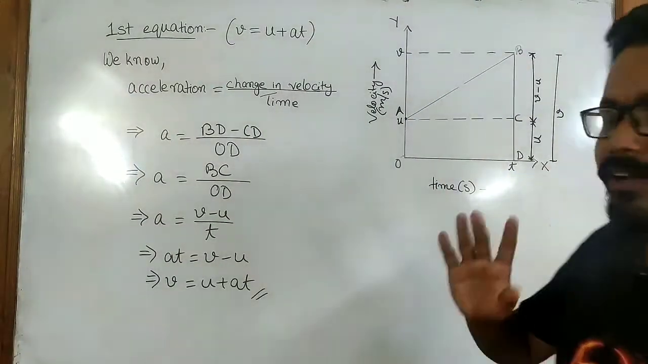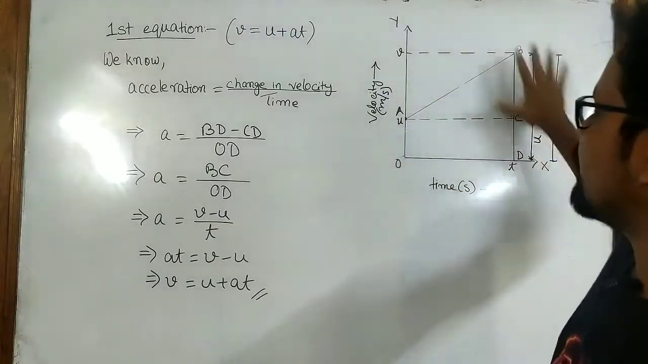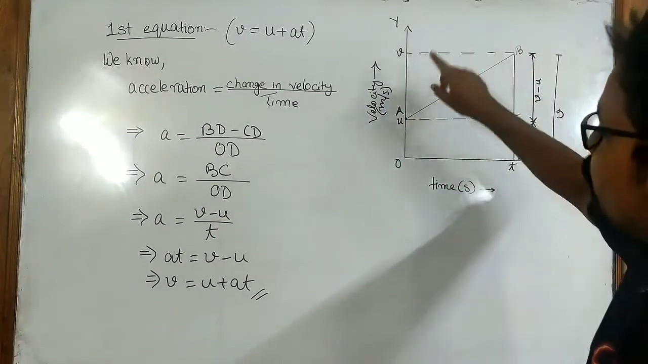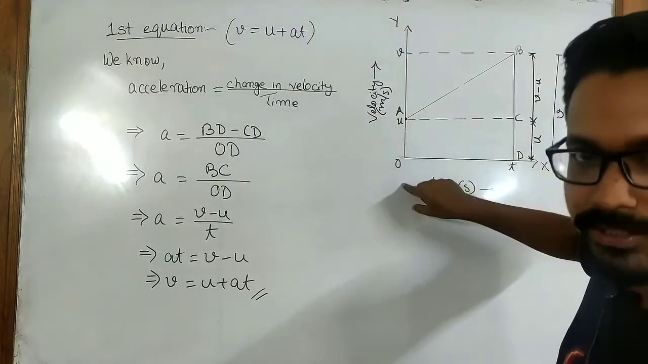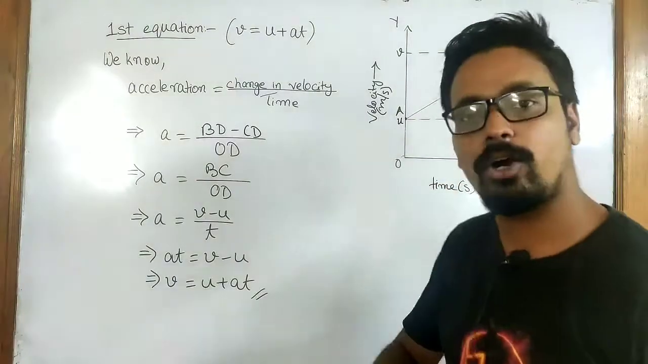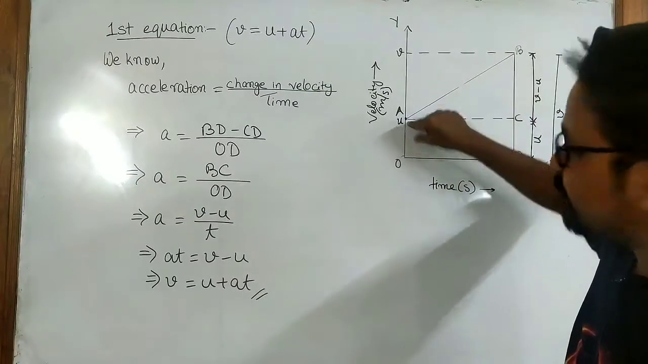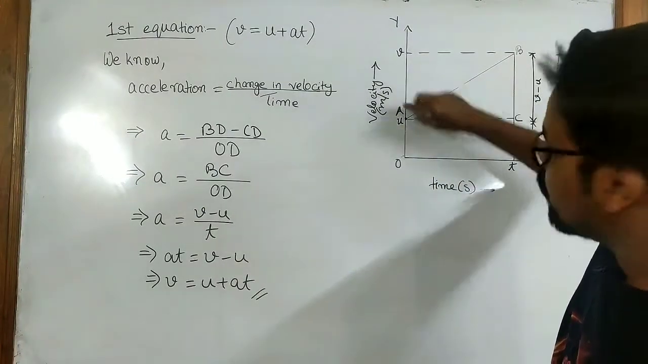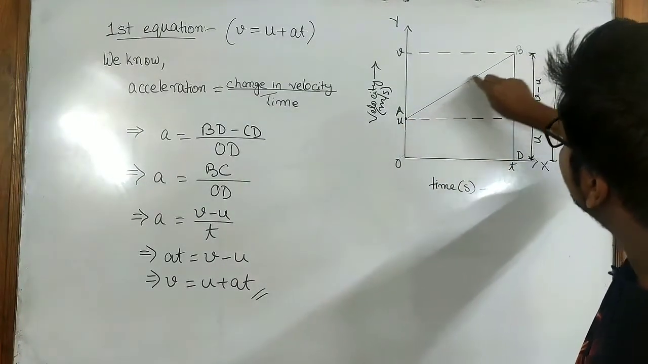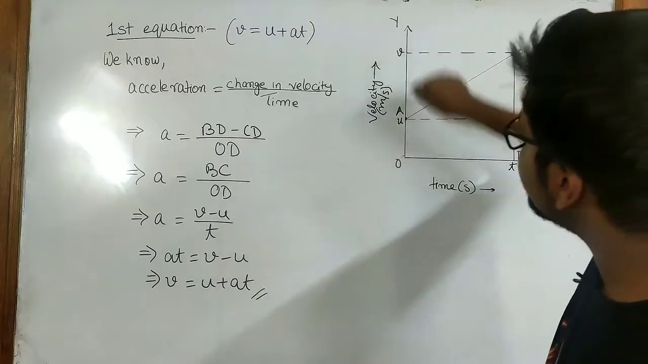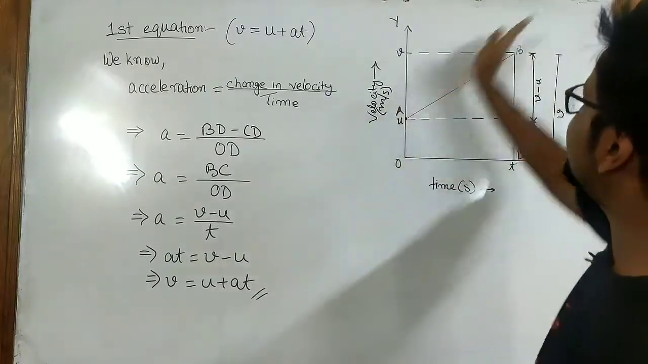Next we have drawn a graph here. It is a velocity time graph. So the body's initial velocity was u, it was not 0. We are assuming that the body already had some velocity. So initial velocity was u, that is, it was at the point A. From point A, the graph went up to point B, which means the velocity has increased. This is the increase in velocity.